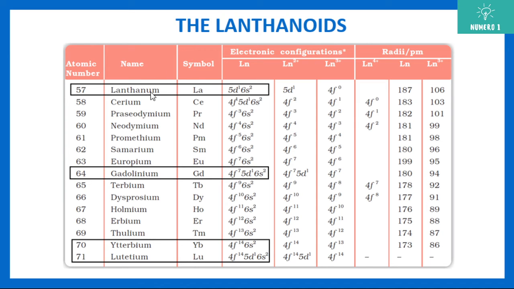Here also, I have highlighted the ones which you should know. As I said, atomic number 57, 70 and 71, you should know the electronic configuration. So noble gas and then this, noble gas and then this.